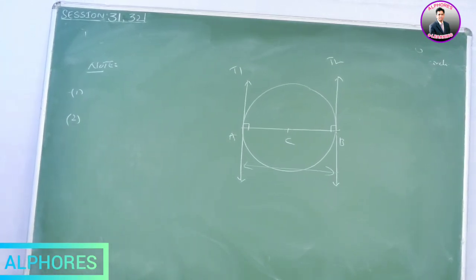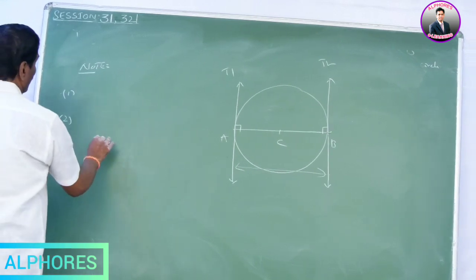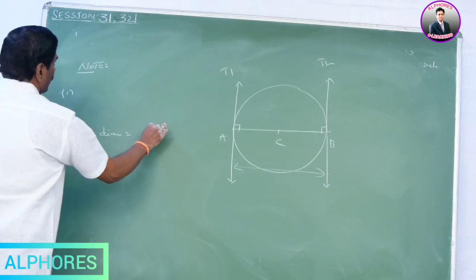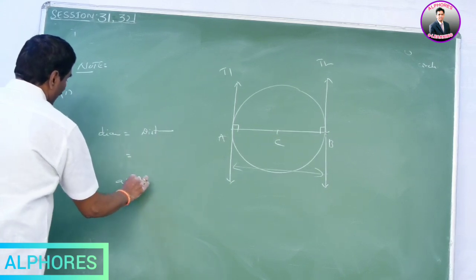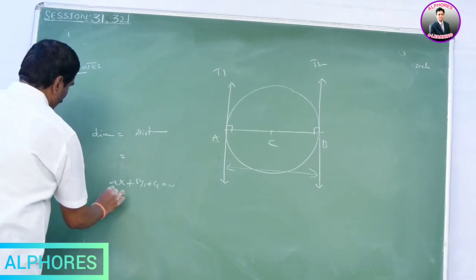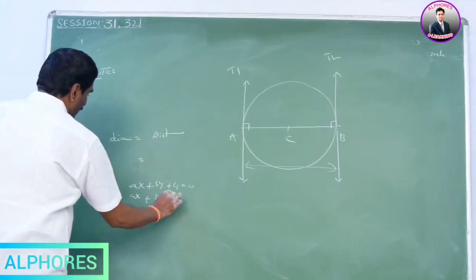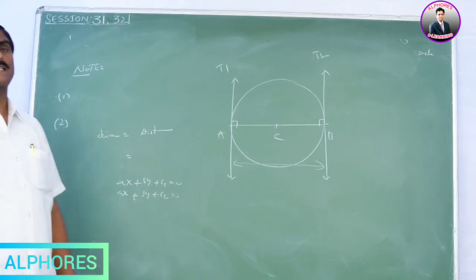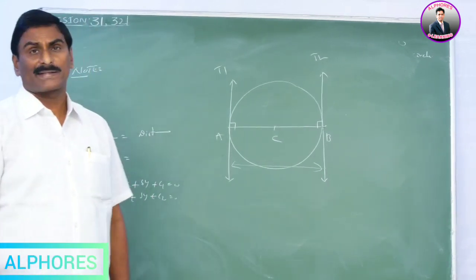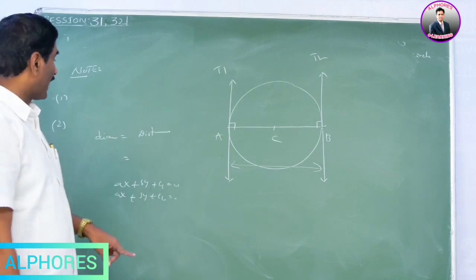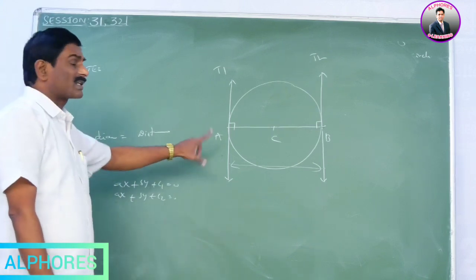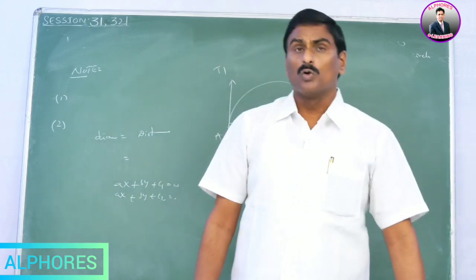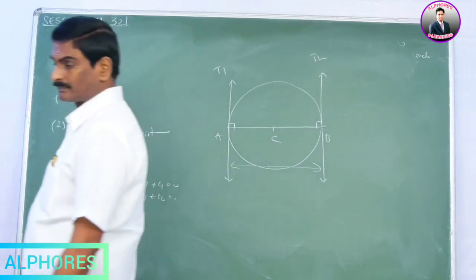If two tangents are parallel, then the diameter of the circle is equal to the distance between the two parallel tangents. Suppose ax plus by plus c1 is equal to 0 is one of the tangents, ax plus by plus c2 is equal to 0 is another tangent. These two are parallel. The distance between the two parallel lines is mod c1 minus c2 by root over a square plus b square. By using that formula, we find the diameter of the circle. The diameter of the circle is nothing but the distance between the two parallel tangents.